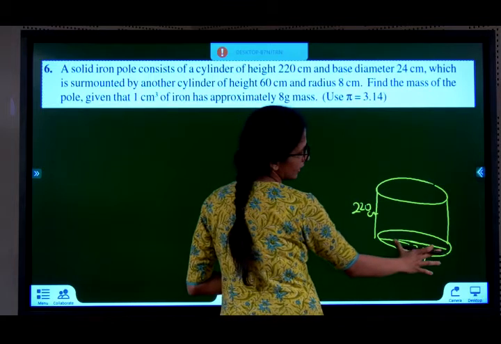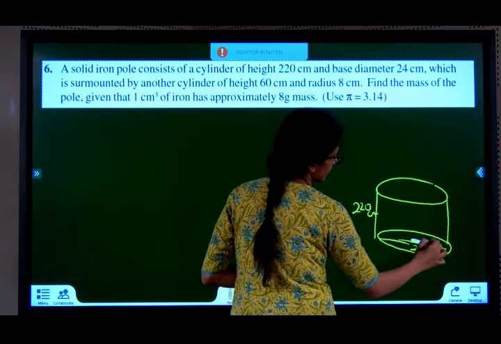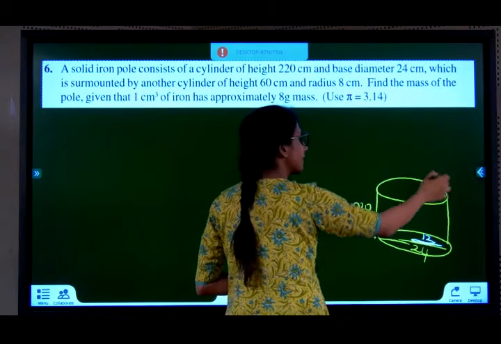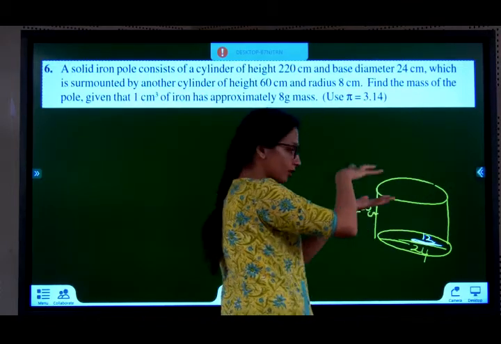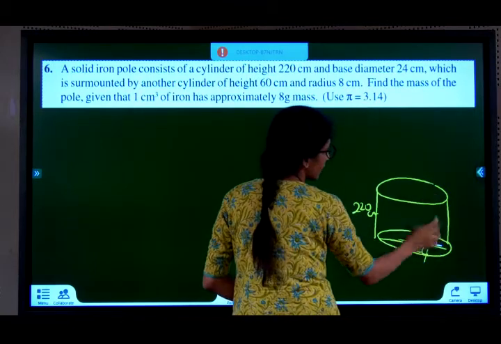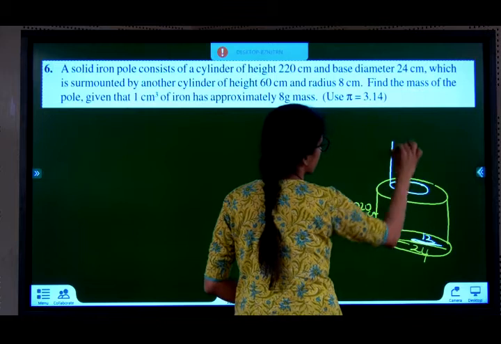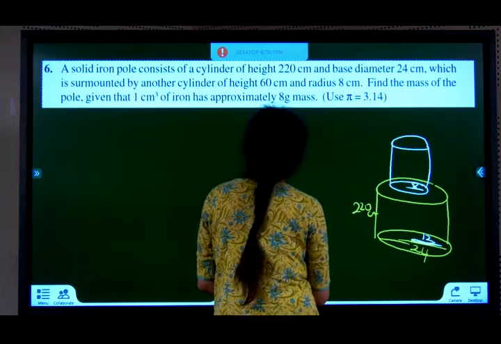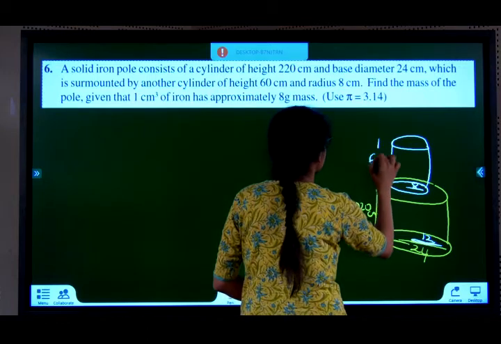See, this whole thing is 24, so this means this is 12. Another cylinder is on it. Is it exactly on it? Is it closing it? No. It is only of radius 8. See, this is 12, so this will be smaller. Radius 8 and height 60.